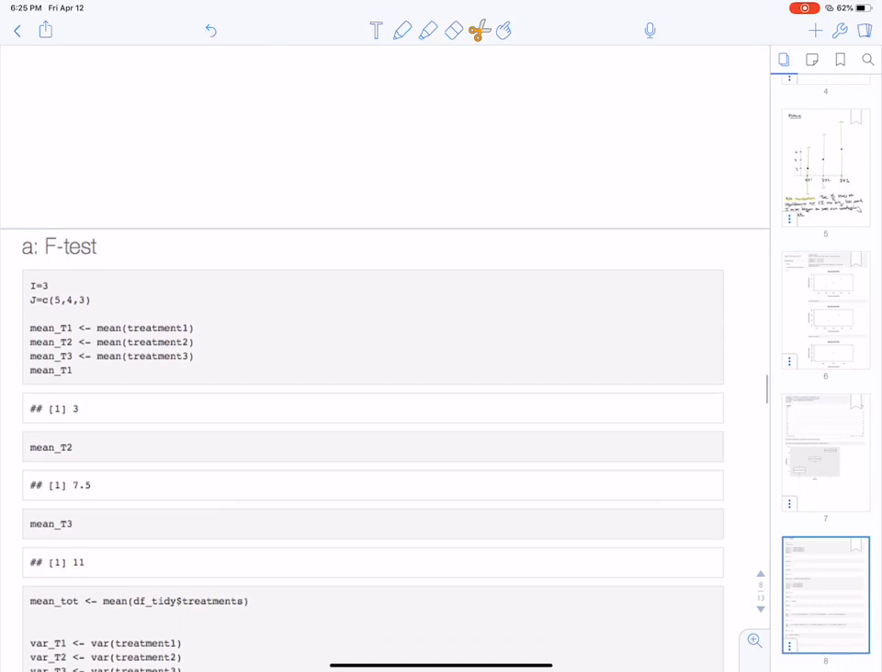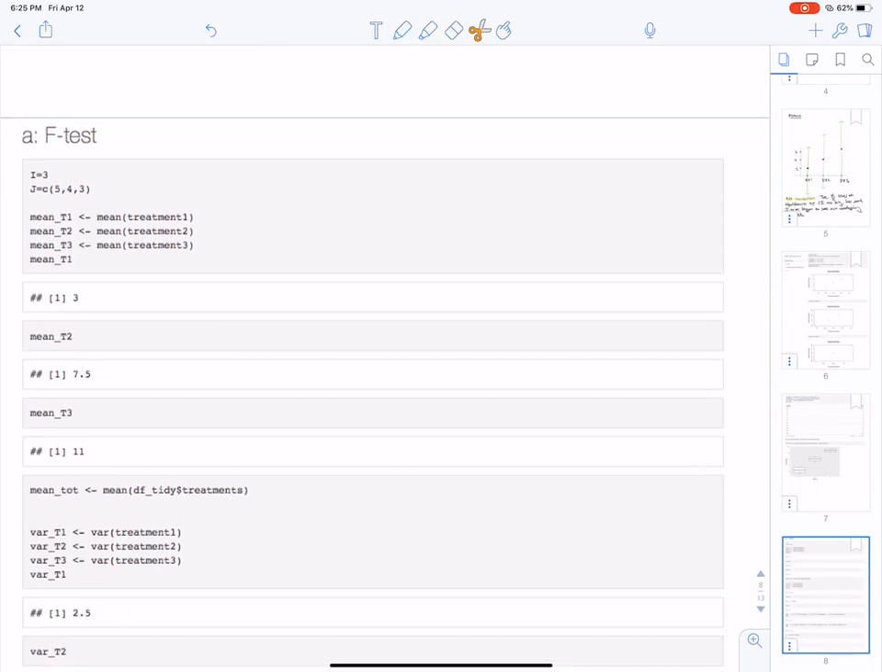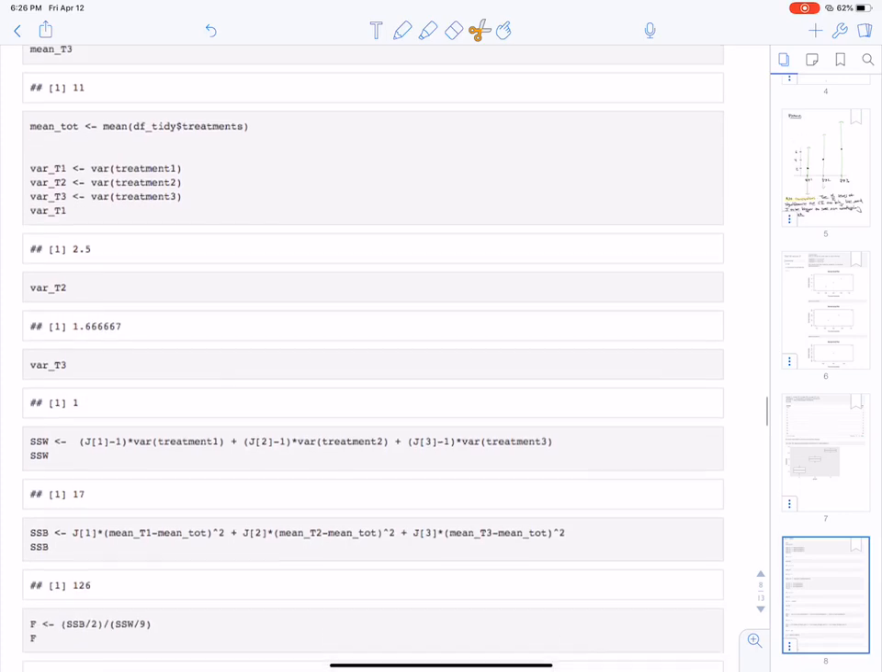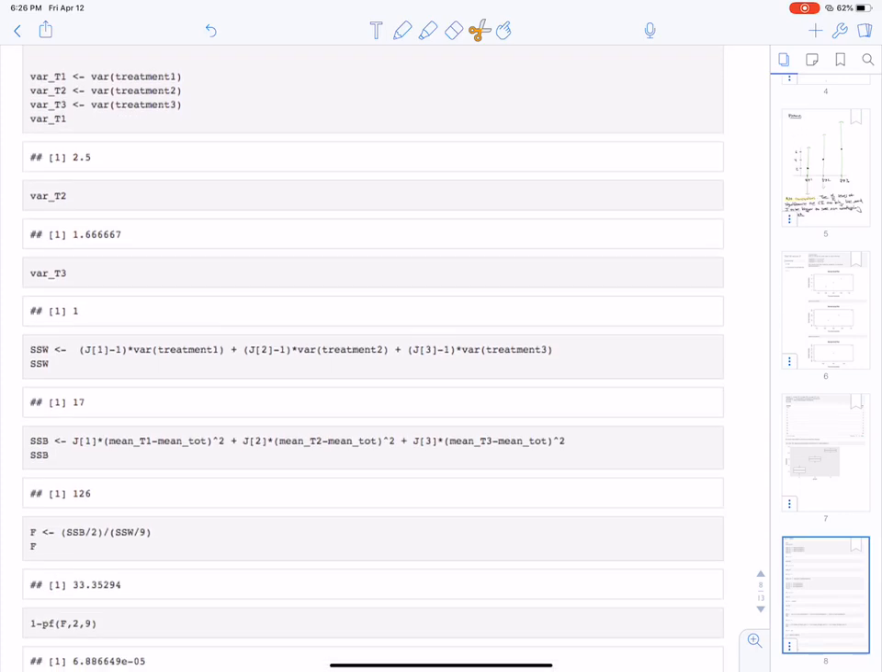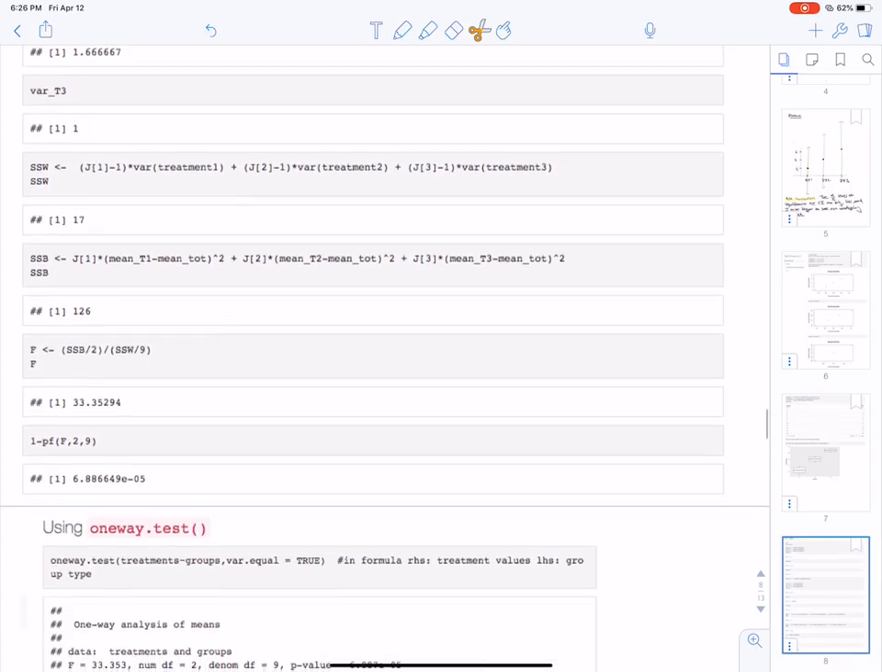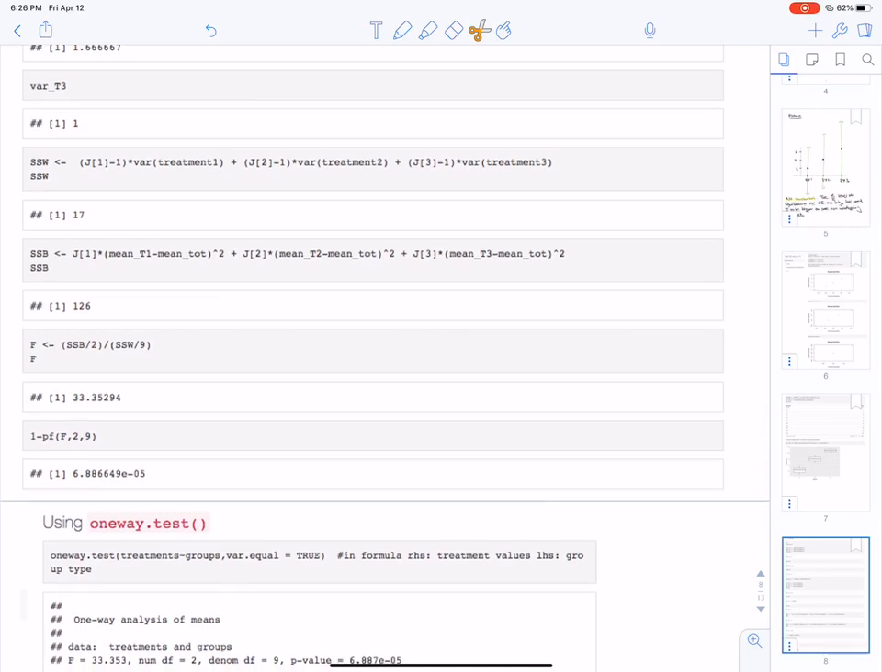And we did an F test, so the means are 3, 7.5, and 11. The variances are different. I compute SSW, SSB just from the formulas, hence I compute the F statistic, which is 33. That's pretty large, so it has a small p-value. So I would reject the null.